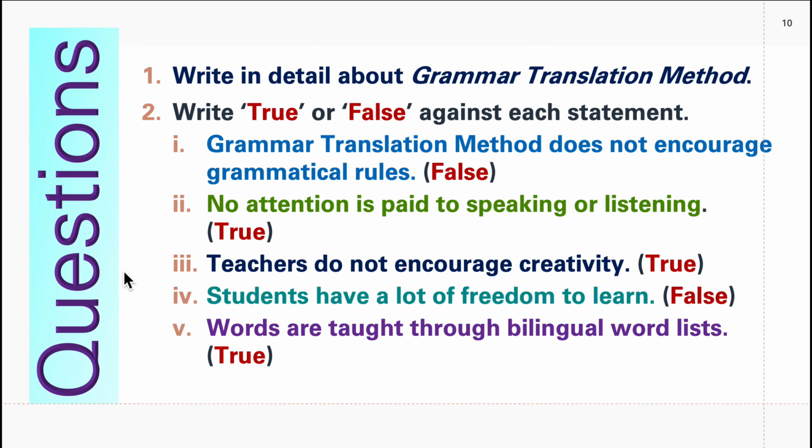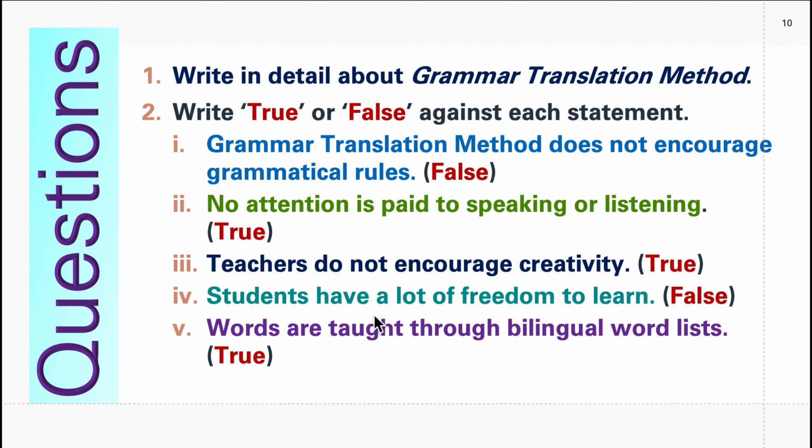We have questions. Question number 1, write in detail about grammar translation method. Question number 2, write true or false against each statement. Number 1, grammar translation method does not encourage grammatical rules. False. 2, no attention is paid to speaking or listening. True. Third, teachers do not encourage creativity. True.